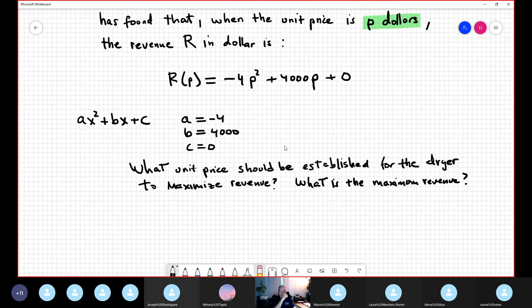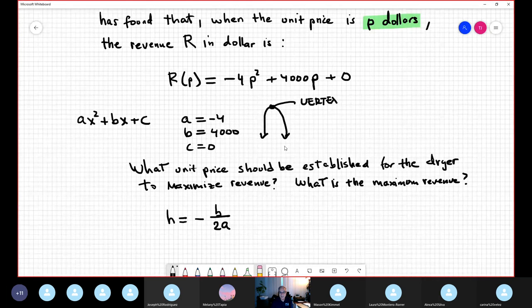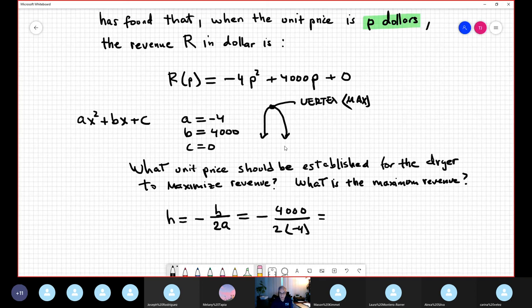The answer to the first is the price that can guarantee maximum revenue. You solve it super easy using the famous formula, h is equal to minus b over 2a, because I know that a is negative. The parabola opens down, and the vertex is the maximum. In our problem, minus b is 4,000, and 2 times a is negative 8. Double negative becomes positive, so 4,000 divided by 8 is 500. This is the optimal price to guarantee maximum revenue.